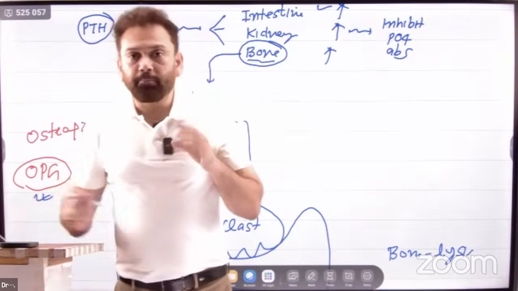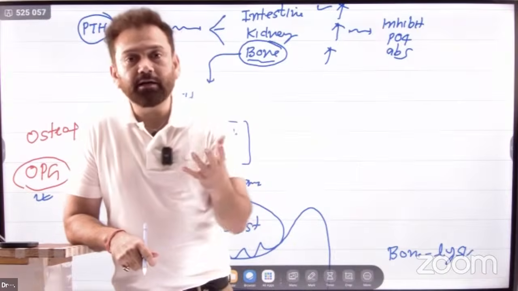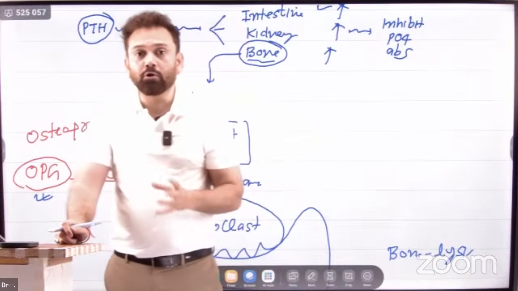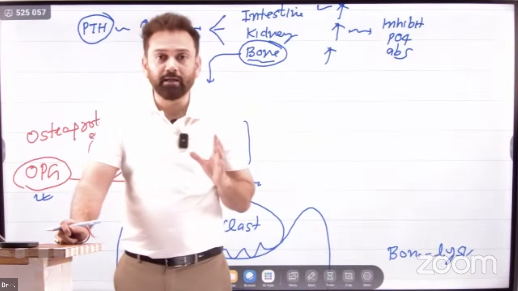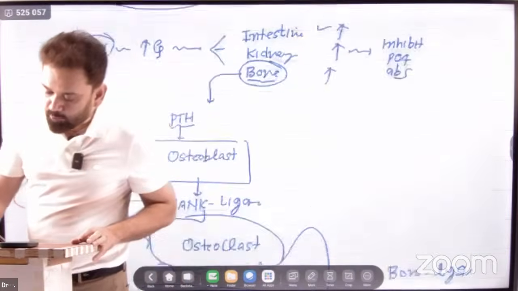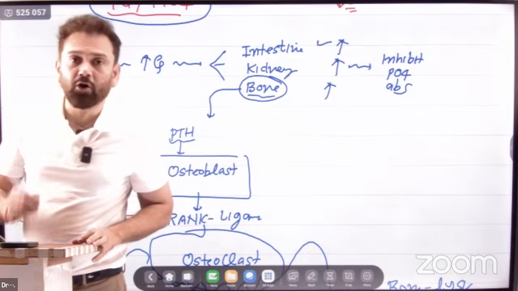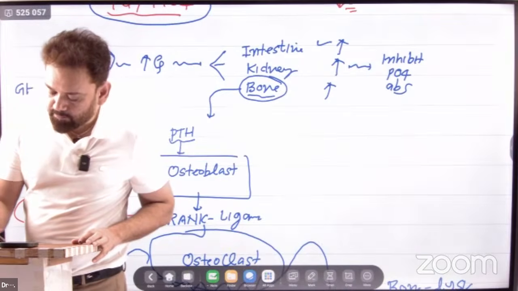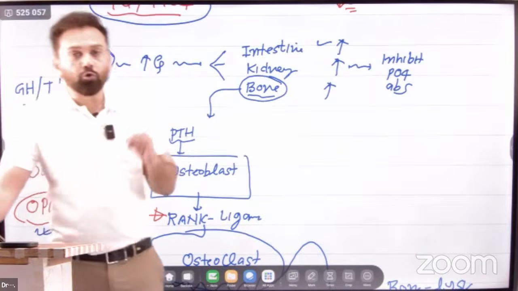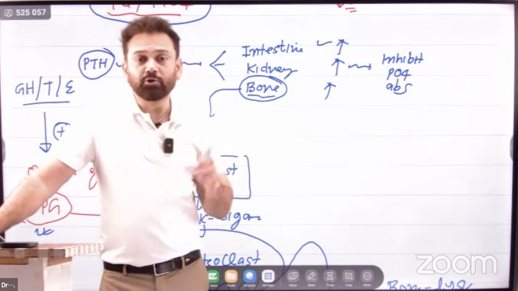Let me recap this point. Parathormone will act on osteoblast, release rank ligand, activate osteoclast to increase calcium. Now, rank ligand is not good for your bone, so it is constantly inhibited by a hormone called OPG, osteoprotegerin. Next point, osteoprotegerin is activated by which three hormones? Answer will be growth hormone, testosterone, and estrogen.